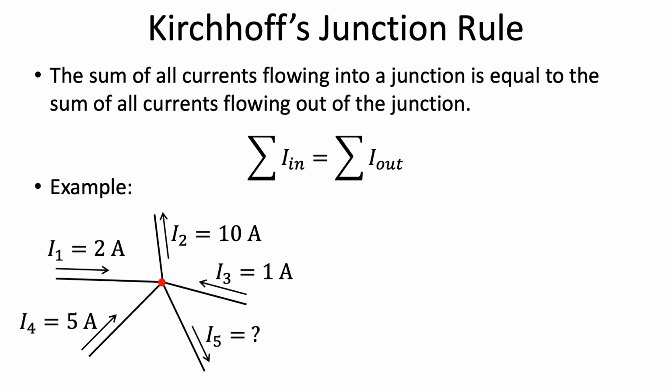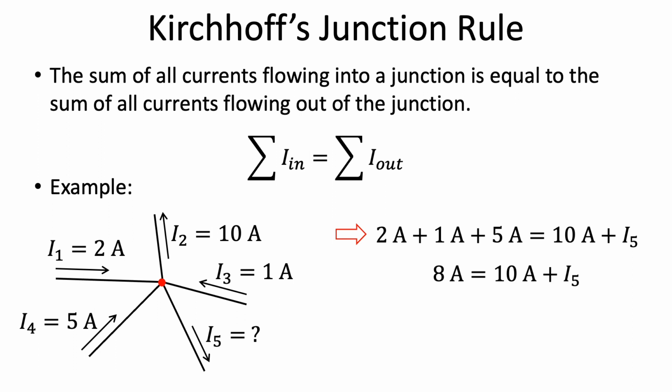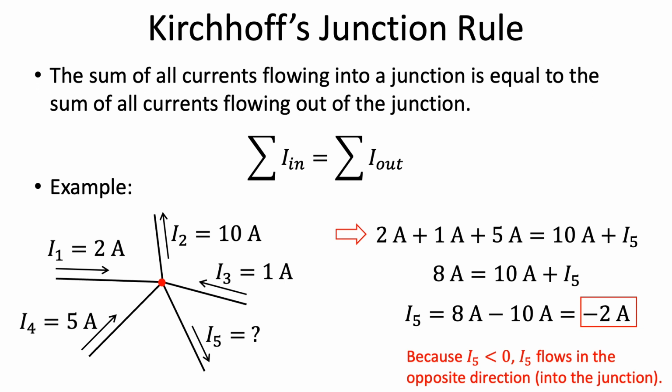Let's consider a slightly different situation. We will keep the values of I1, I3, and I4 the same as before, but make I2 10 amperes. Then, using the same approach as above, we find that I5 is negative 2 amperes. What the negative sign is telling us is that the actual current flows in the opposite direction, so it flows into the junction.